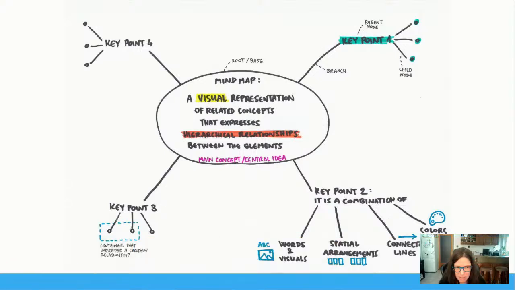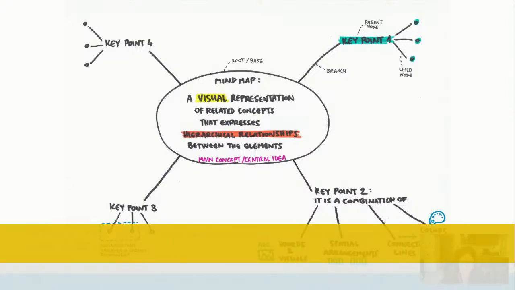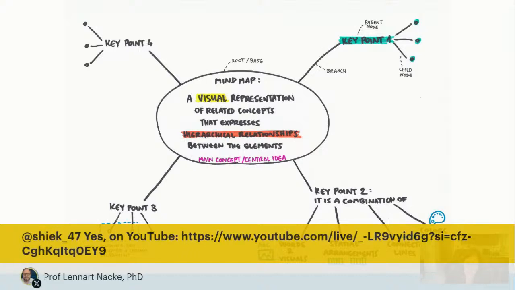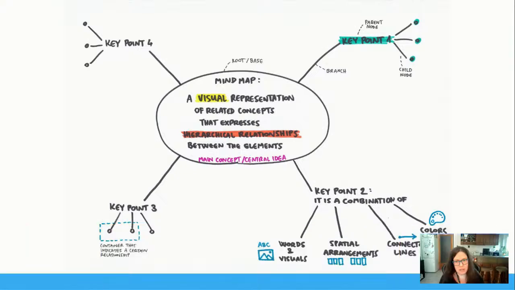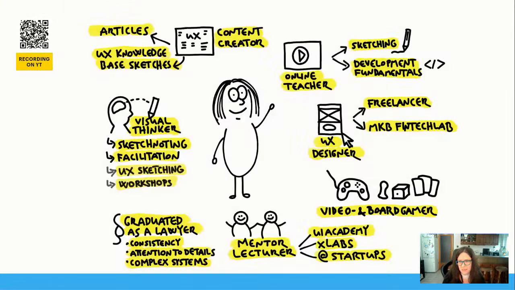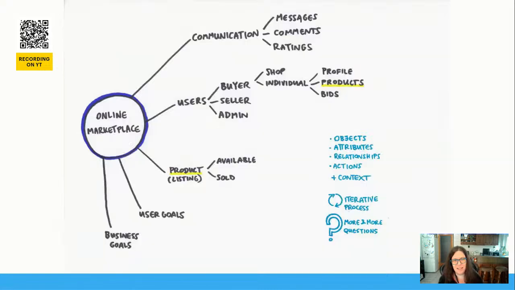A mind map is a visual representation of related concepts that shows hierarchical relationships. And you can add connector lines and colors and containers and little icons or use the benefits of spatial arrangements. And my intro was a mind map too. And so mind maps are great tools for systematically mapping out a system or a product. You have objects and attributes and relationships and user actions and so on.